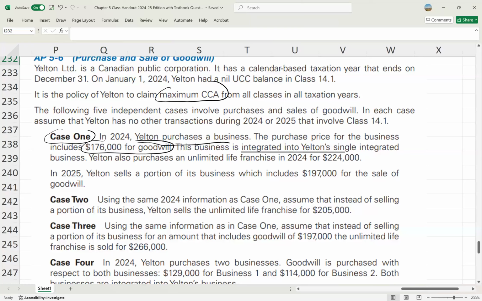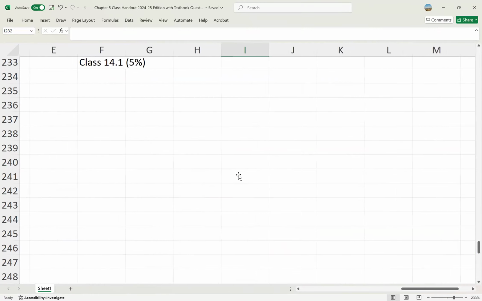And they also buy an unlimited life franchise in the same year for 2024. So let's just deal with 2024 first, and then we'll look at 2025. So for case 1, we have 2 additions. We have the goodwill, and we also have the unlimited life franchise. Let's look at our class 14.1.